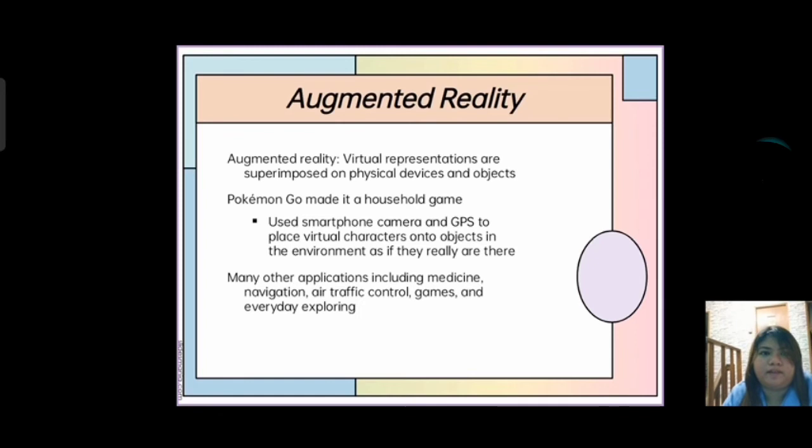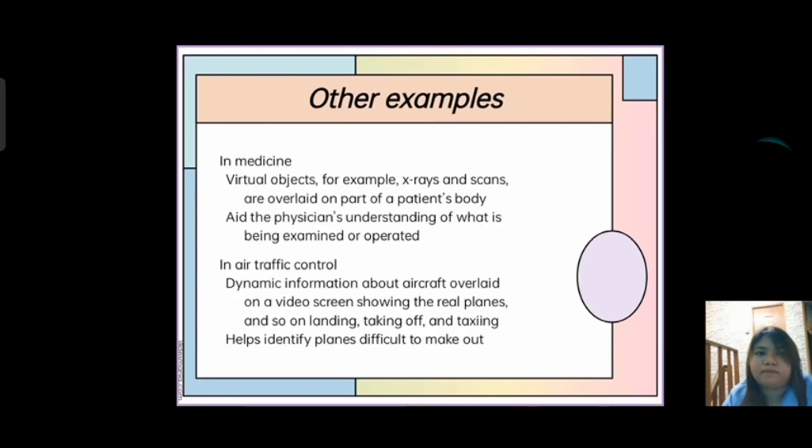Augmented reality. Augmented reality is where virtual representations are superimposed on physical devices and objects. Pokemon Go made it a household game. It uses the smartphone camera and GPS to place virtual characters onto objects in the environment as if they really are there. There are many other applications including medicine, navigation, air traffic control, games, and everyday examples.